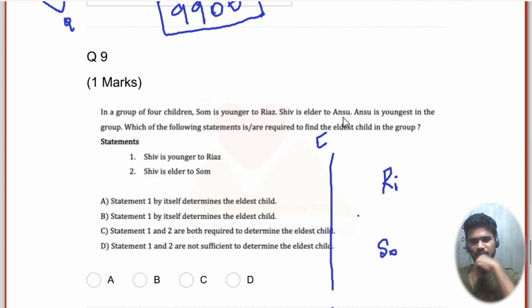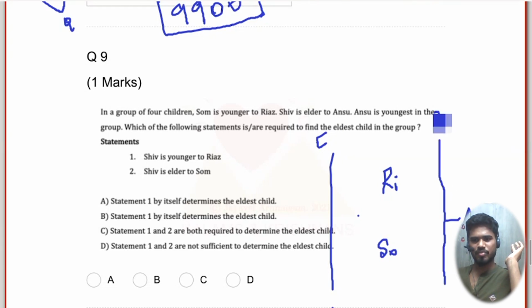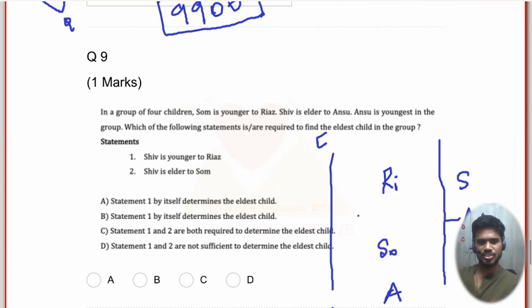And Shiv is elder to Ansu. So before this, we know Shiv and Ansu are somewhere. Ansu can actually be anywhere over here, and Shiv is on top of Ansu. So let's write it this way. They can be anywhere. We cannot really compare these two yet. Ansu is the youngest in the group. Oh, we have a landmark for Ansu. So Ansu right now is here, and then Shiv can be anywhere over here. Which of the following statements is required to find the eldest child in the group?